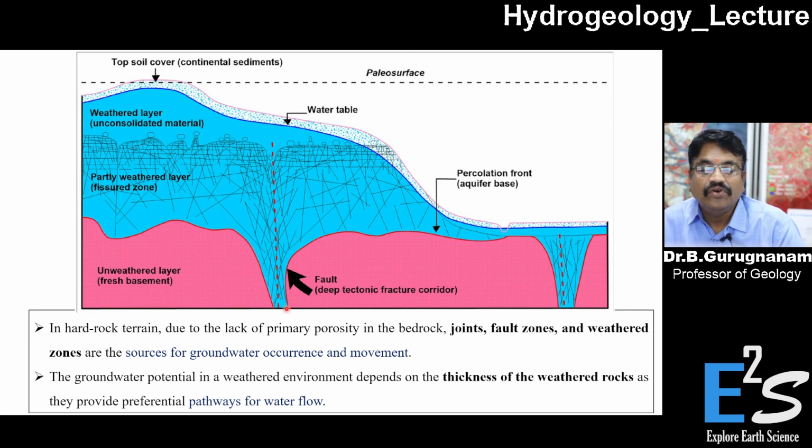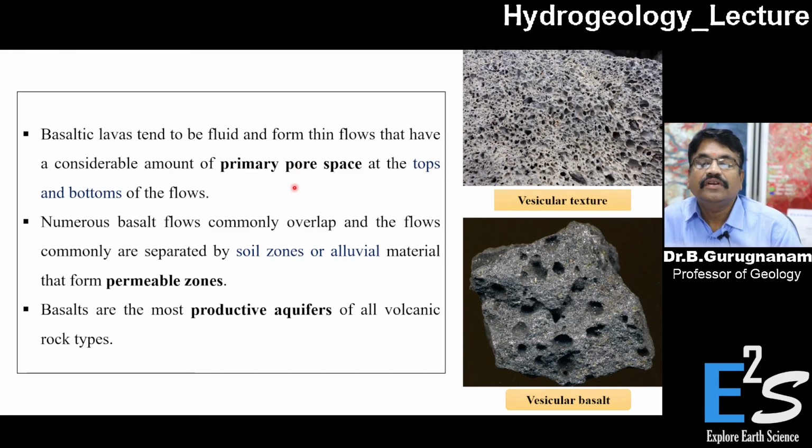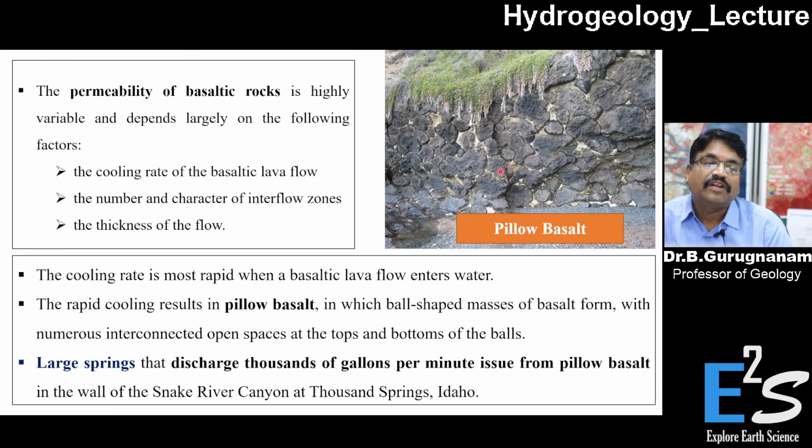And a fault also will act as an excellent zone for your expected groundwater. And you see, this is a vesicular structure, and this is vesicular basalt. So these are primary pore spaces, but most of the pore spaces are not connected. If over a period of time the chemical activity is more, we'll be able to get a huge amount of water.